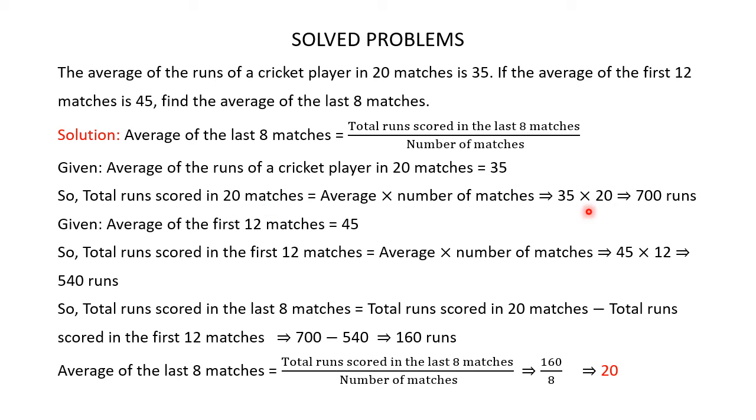Total runs scored in 20 matches is 700 runs. Total runs scored in the first 12 matches is 540 runs. So total runs scored in the last 8 matches is equal to total runs scored in 20 matches minus total runs scored in the first 12 matches, which is 700 minus 540, which gives us 160 runs. So total runs scored in the last 8 matches is 160 runs. So the average of the last 8 matches is equal to 160 divided by 8, which is 20. So the average of the last 8 matches is 20.